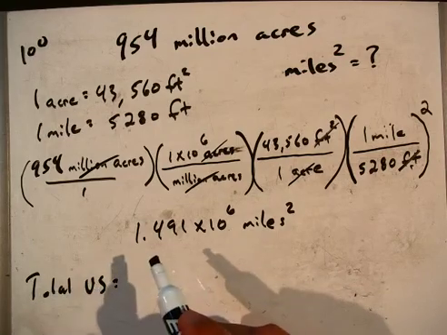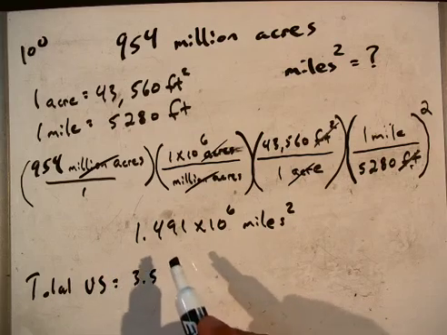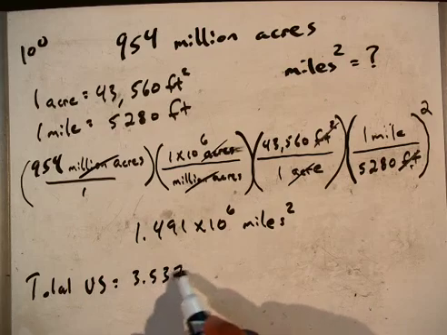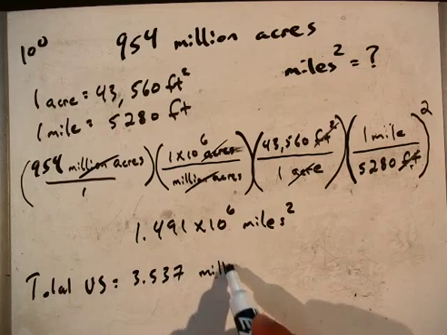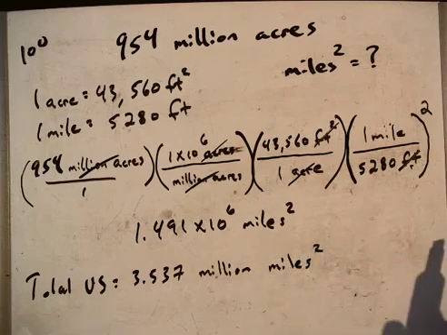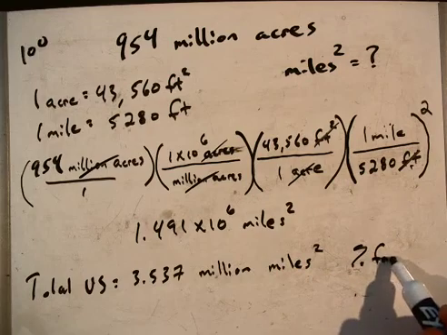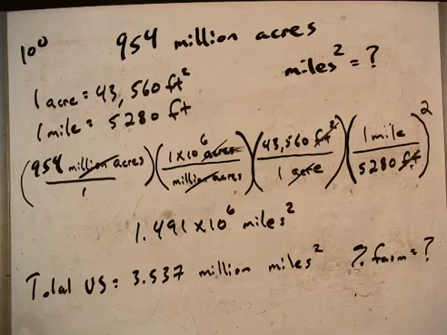The question goes on to read, if the total U.S. land is equal to 3.537 million square miles, what is the percentage that is farmland? And so this is a straight up percentage.